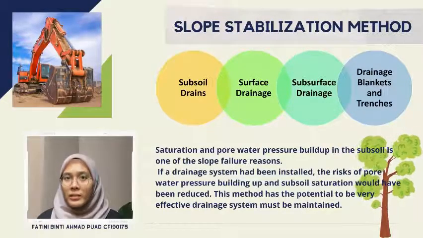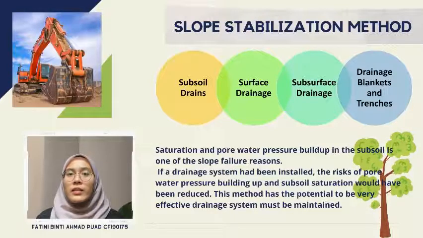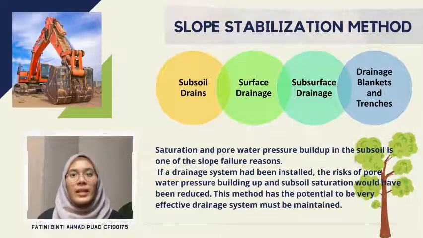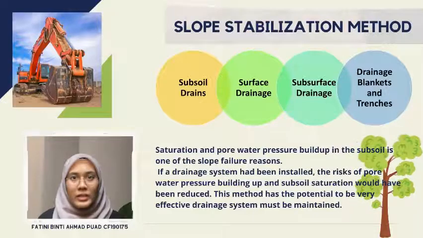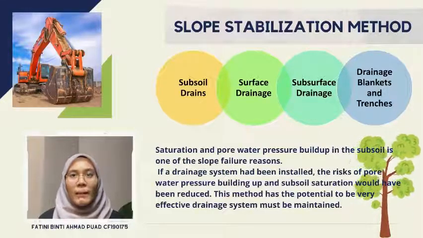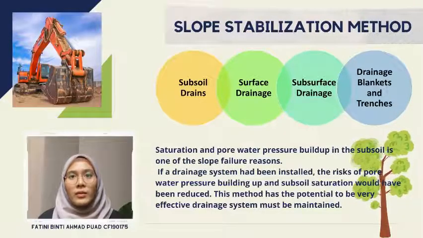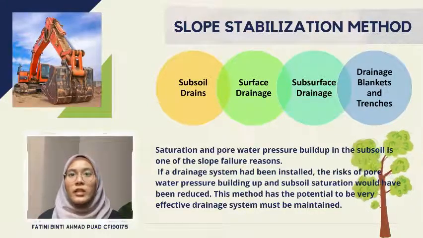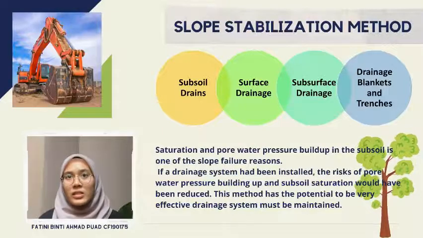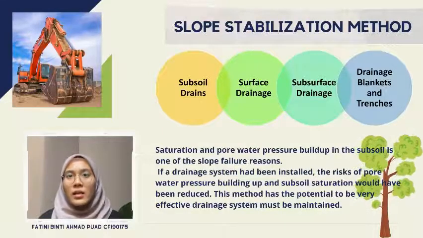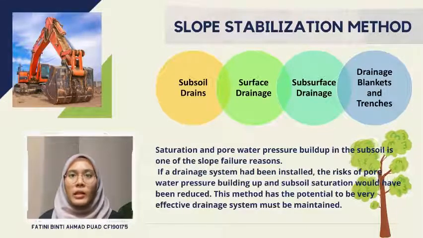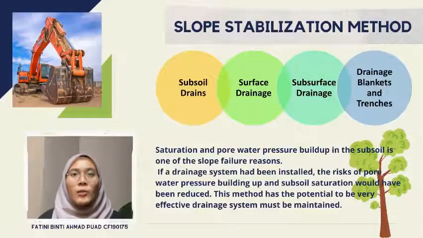stability in Bukit Antarabangsa. In this project, we decided to use a drainage system to improve the slope stability. This is due to the analysis and research that proved that the landslide at Bukit Antarabangsa occurred due to the drainage and pipe system. This drainage system method will be categorized into 4 elements, which are subsoil, surface drainage, subsurface drainage, drainage blanket, and trenches. If the drainage system had been improved, the risk of poor water pressure building up and subsoil saturation would have been reduced.